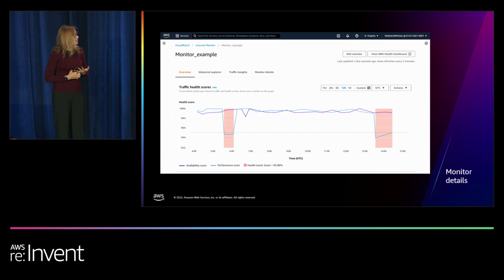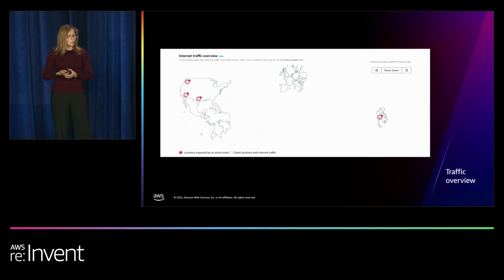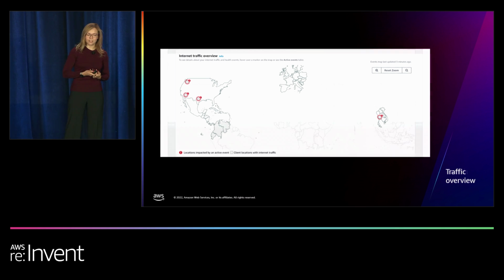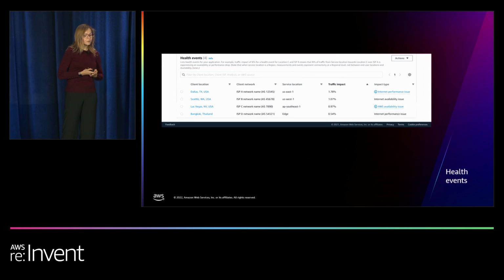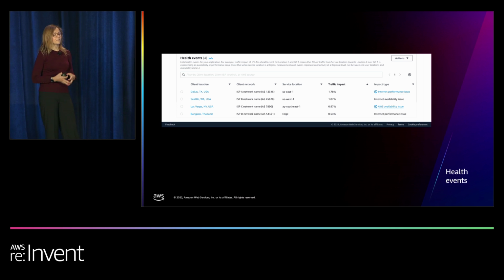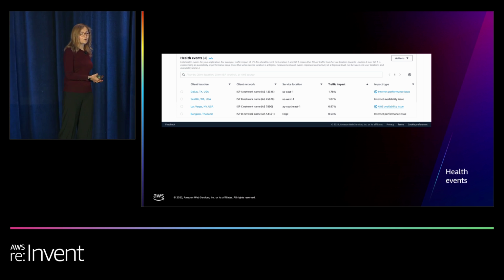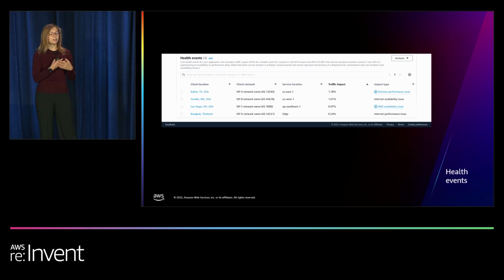So we've chosen here to create a monitor for a resource in a VPC, and we have the health score for that monitor. We also have a map, world map with our user base, and we understand where users located for our application are. And we can also understand what is the traffic health score and how the health events that are generated by Internet Monitor look like.